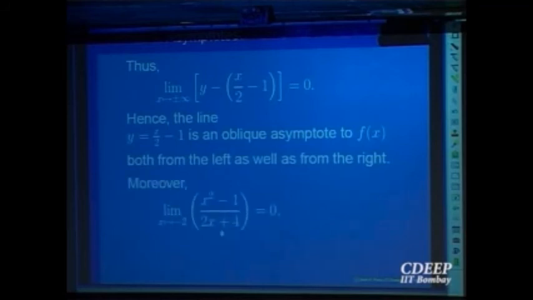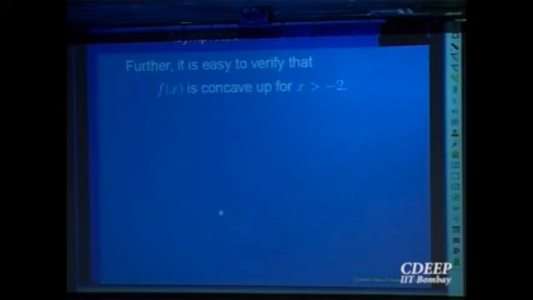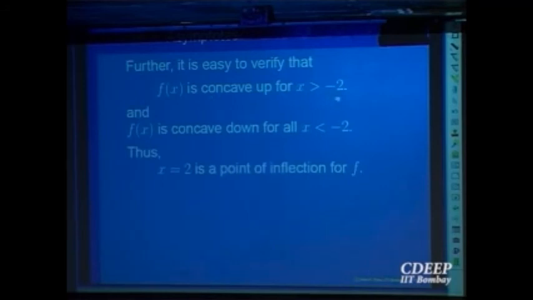For this, directly if you look at the function, the denominator 2x plus 4, you can try to make the denominator go to 0, so x goes to minus 2 from the left or from the right. So that is a vertical asymptote. There is a vertical asymptote, there is an oblique asymptote, and one can verify other things, concave up and concave down, by looking at the second derivative test, because the function is a rational function, so it is differentiable in the appropriate intervals. You can analyze the second derivative to be positive or negative, and if you do that, you get 2 as a point of inflection.